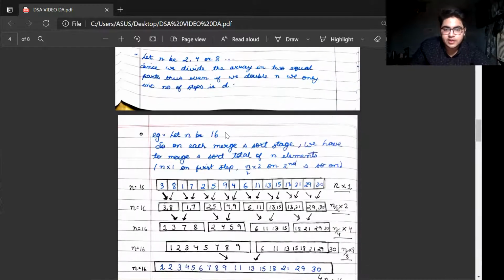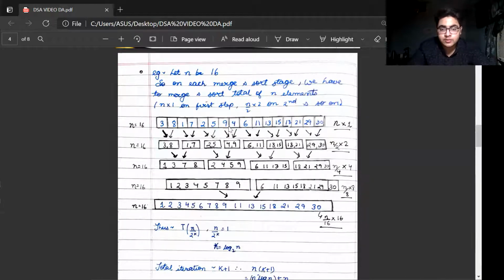Now in this question, to understand the concept, we have taken n to be 16. On each merge and sort stage, we have to merge and sort a total of n elements. Here about 5 iteration steps are required. The value of k will be 4 because 2 to the power 4 is 16. Then the number of iteration steps required is k plus 1, that is 5. So for example, this is the unsorted array: 3, 8, 1, 7, 2, 5, 9, 4, 6, 11, 13, 15, 18, 21, 29, and 30.